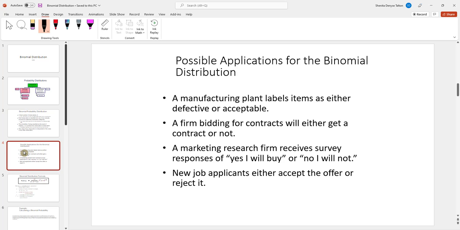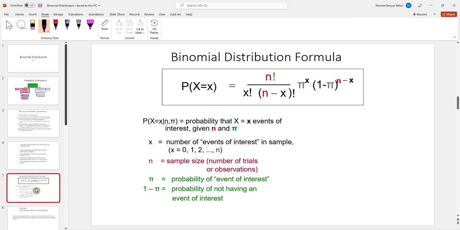So, possible applications for binomial distribution. A manufacturing plant labels items as either defective or acceptable. A firm bidding for contracts will either get a contract or not. A marketing research firm receives survey responses of yes, I will buy, or no, I will not. And new job applicants either accept the offer or reject it. So as you can see, each one of these had two outcomes, okay? Success or failure. So this is the formula for a binomial distribution.